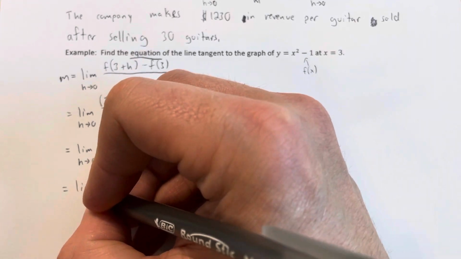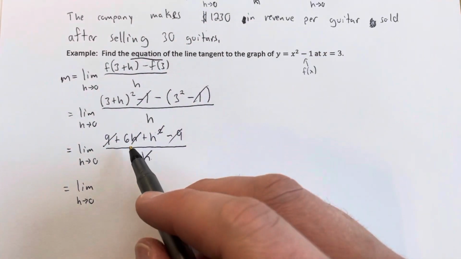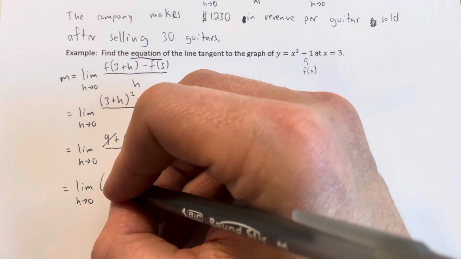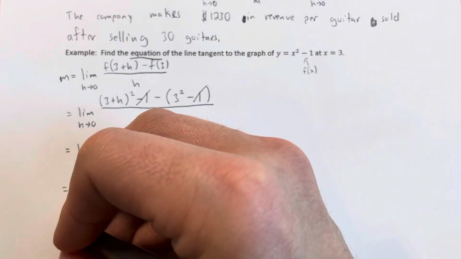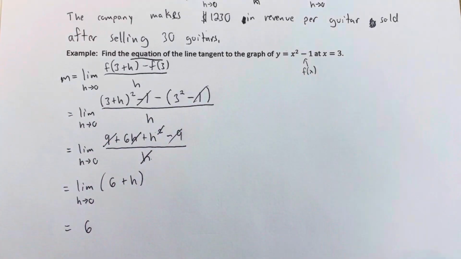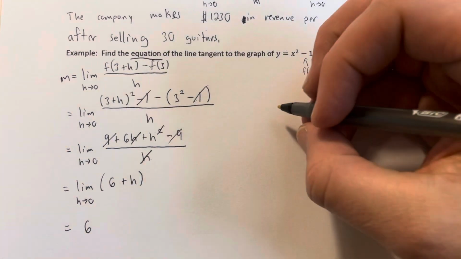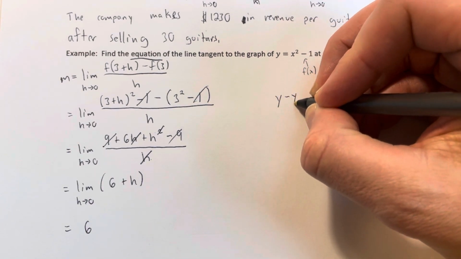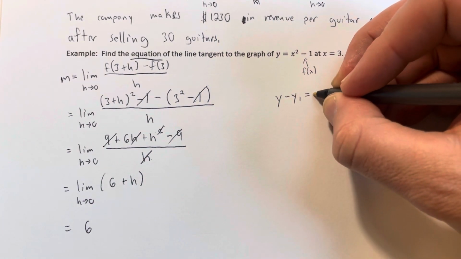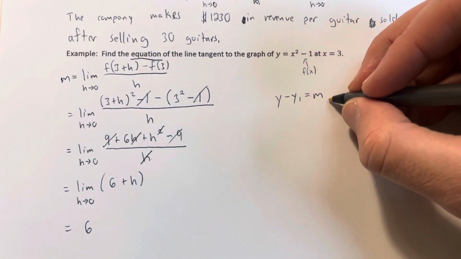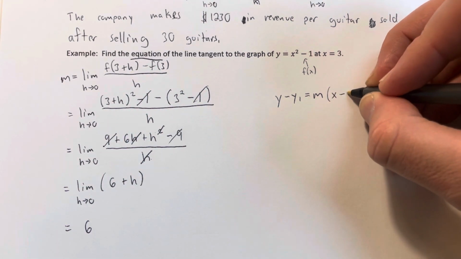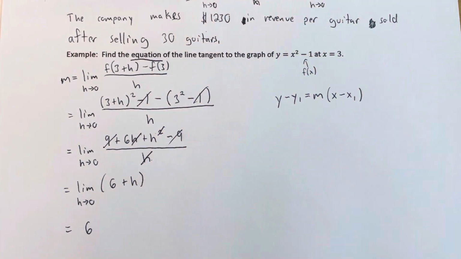Now I'm left with the limit as h goes to 0 of 6 plus h, which is just 6. Now that's not my answer. That's just the slope of that line. To find the equation of the line, we use this. This is called point slope form for the equation of a line. You learn about this in algebra.